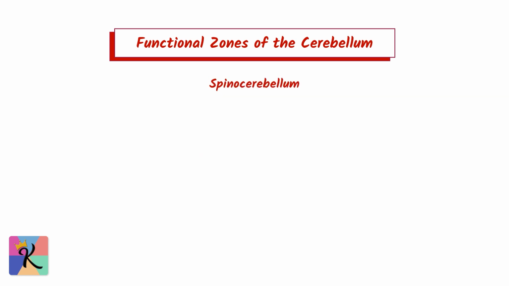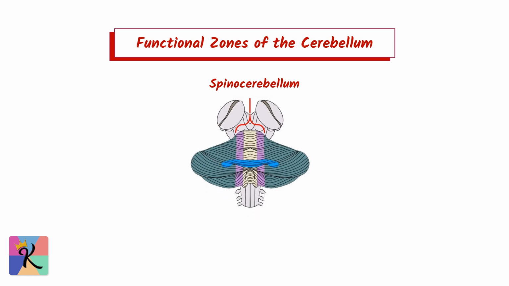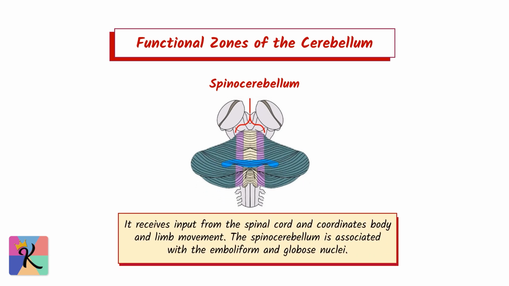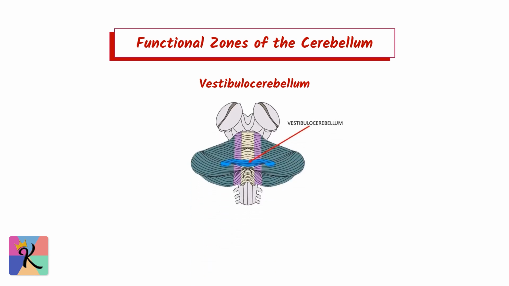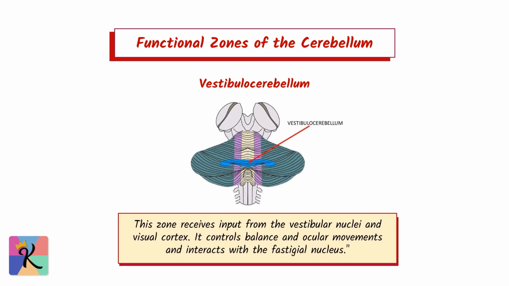The spinocerebellum, comprising the vermis and intermediate zones, receives input from the spinal cord and coordinates body and limb movement. It is associated with the emboliform and globose nuclei. The vestibulocerebellum corresponds to the flocculonodular lobe and receives input from the vestibular nuclei and visual cortex. It controls balance and ocular movements and interacts with the fastigial nucleus.